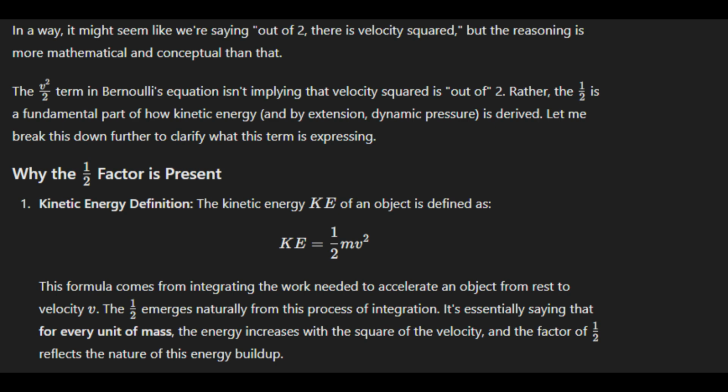Why the 1 over 2 factor is present. 1. Kinetic energy definition. The kinetic energy KE of an object is defined as KE equals 1 over 2 times m times v squared. This formula comes from integrating the work needed to accelerate an object from rest to velocity v. The 1 over 2 emerges naturally from this process of integration. It's essentially saying that for every unit of mass, the energy increases with the square of the velocity, and the factor of 1 over 2 reflects the nature of this energy buildup.